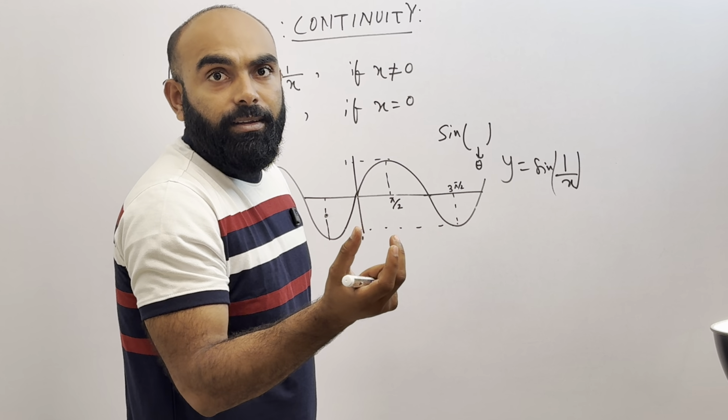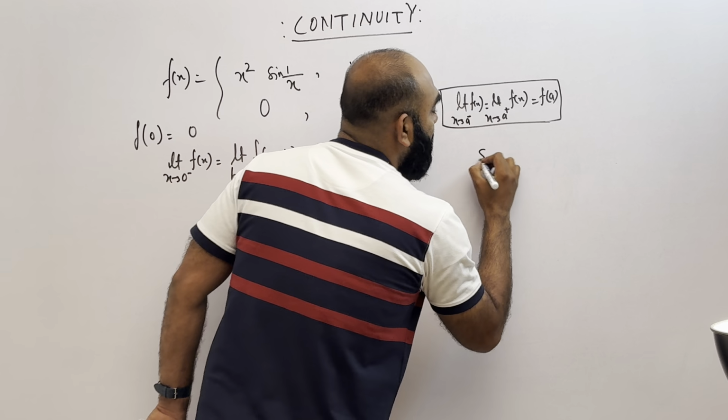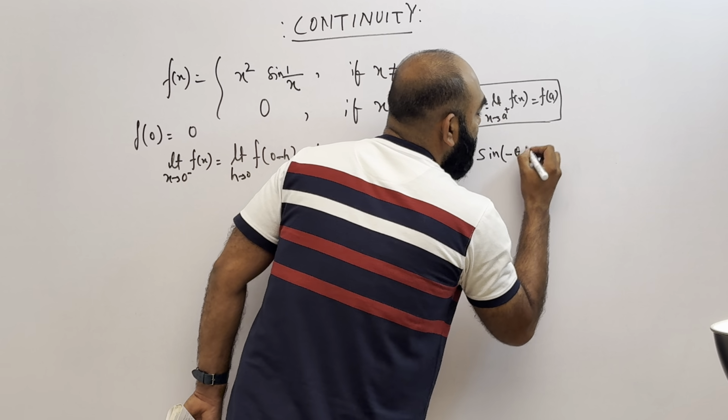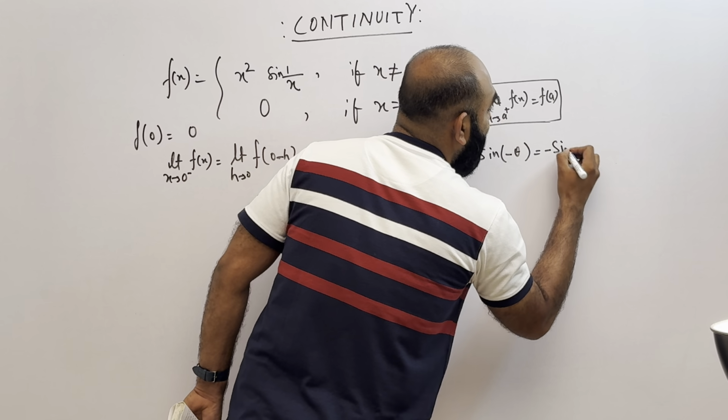Okay? Now you can see, since h is tending to 0 here, I will take this minus outside. So what can I write? Limit h tends to 0, this minus h square is h square, and this is sine of minus theta. Sine of minus theta: sine will throw the minus, so it is minus sine theta. And cos of minus theta: cos will eat the minus, so it is cos theta.